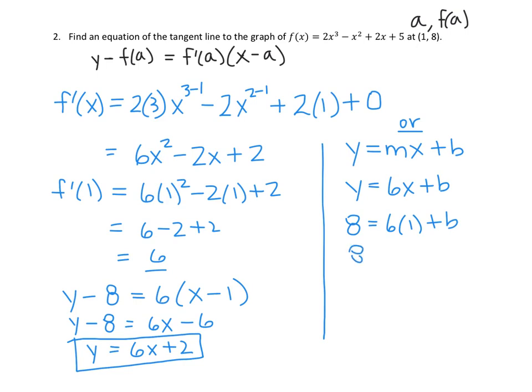So now we have 8 equal to 6 plus b. Subtract 6 from both sides, and we get that b equals 2. So that's our y-intercept. Plugging that back into our slope-intercept equation, we have y equal to 6x plus 2. Notice we get the same equation for our tangent line.